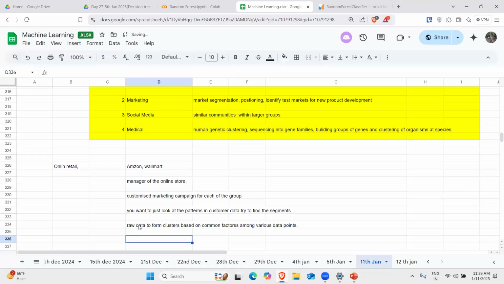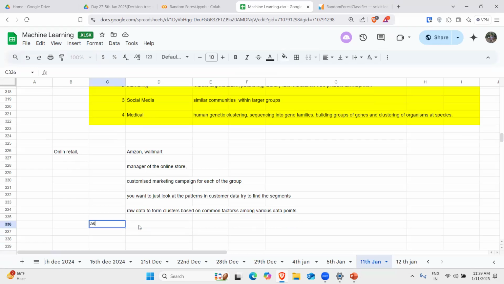And this is exactly what will also be done in segmentation, where various people or products will be grouped together on the basis of similarities and differences between them, right? As a manager, you would have to decide what the important business criteria are on which you would want to segregate the customers.